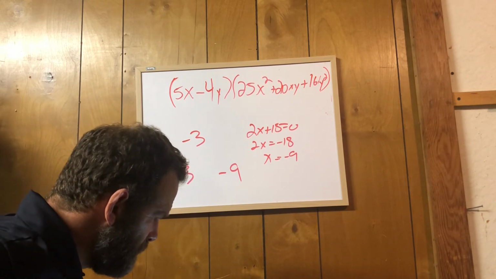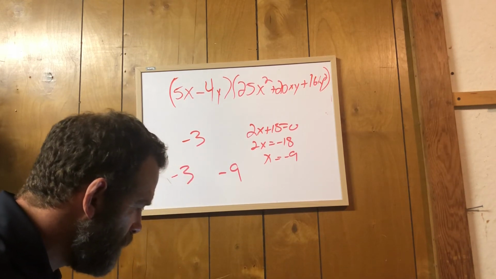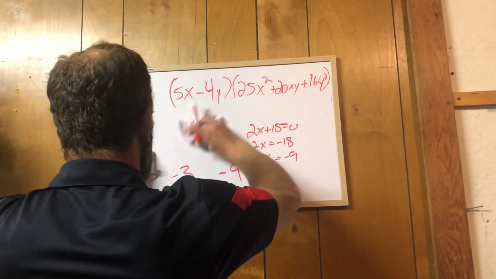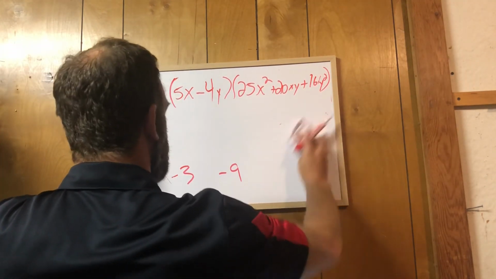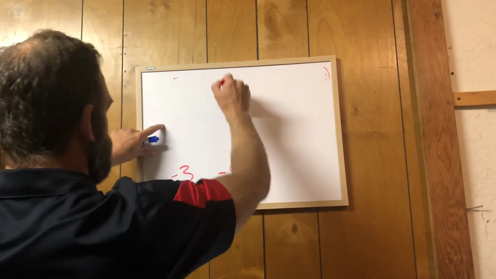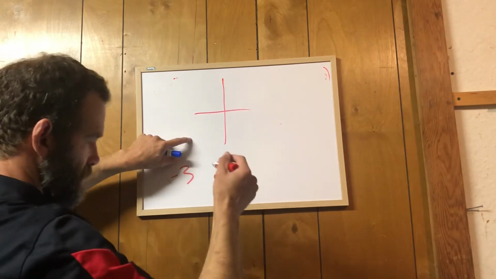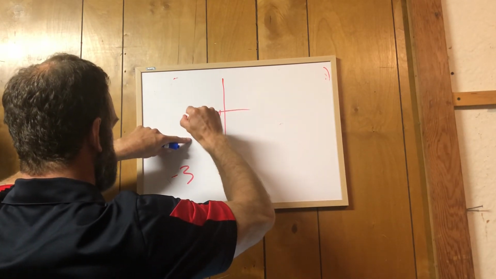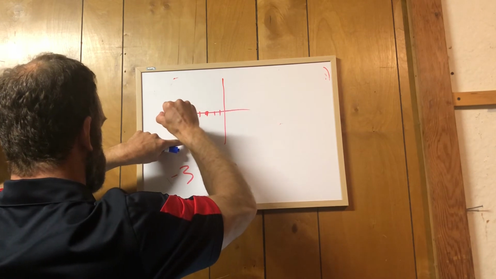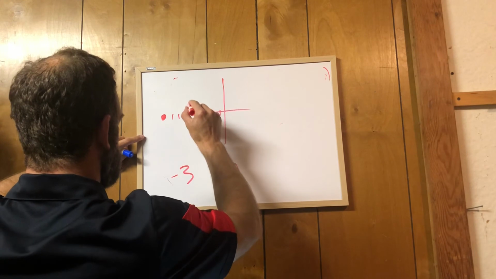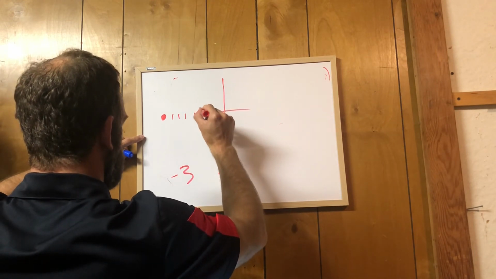So that leaves you with either C or D. A and B don't have those roots. And then your vertex is halfway in between. If you were looking at a graph, and you need to show work for this, your vertex is going to be halfway in between the two roots.